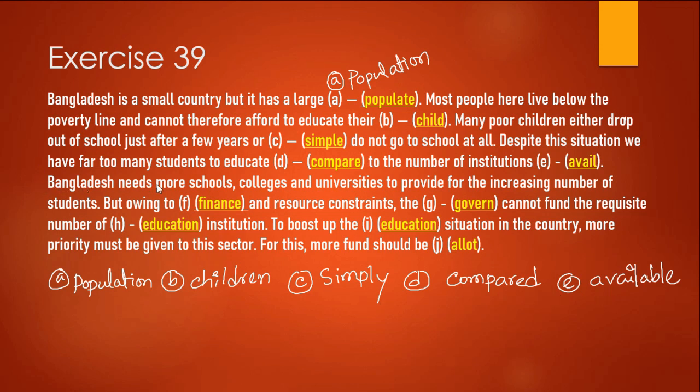Then Bangladesh needs more school, colleges and universities to provide for the increasing number of students, but owing to financial F number, it is financial, financial and resource constraint, the government. So G number will be government.